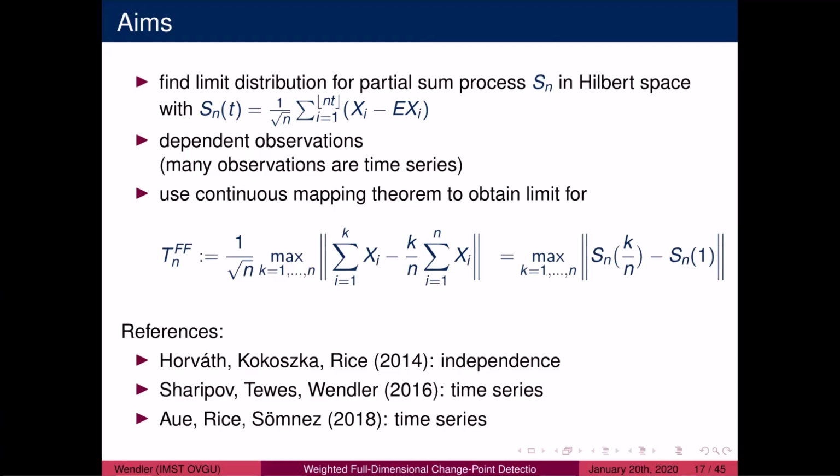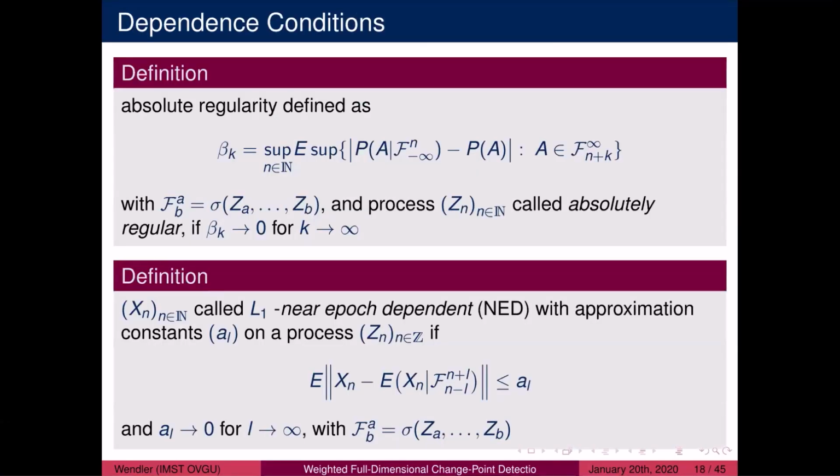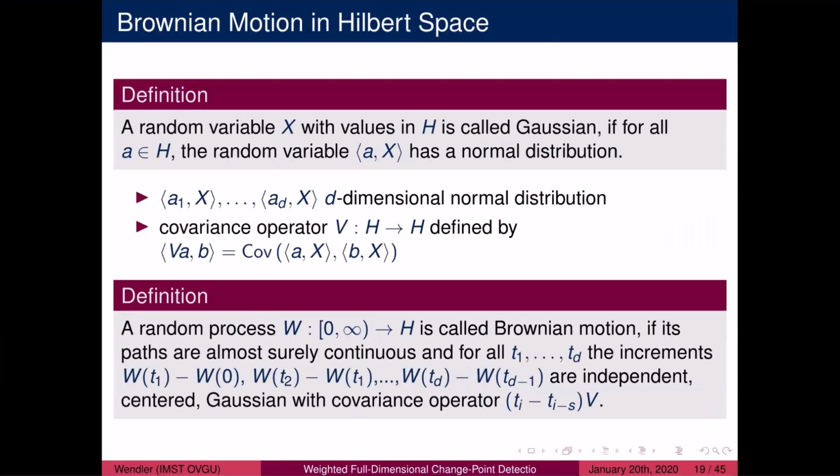This was done in papers dating over 10 years ago now. So I will not talk too much about this in detail. We need some dependence conditions. Then we shortly have to discuss what's in the limit. So what's a Gaussian random variable in a Hilbert space? Well, it's a random variable where every projection has a normal distribution.